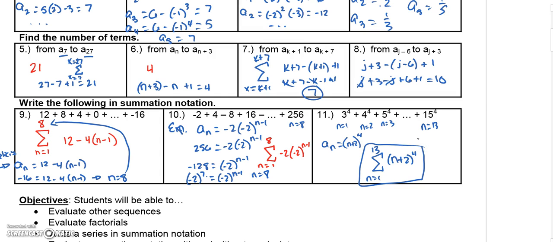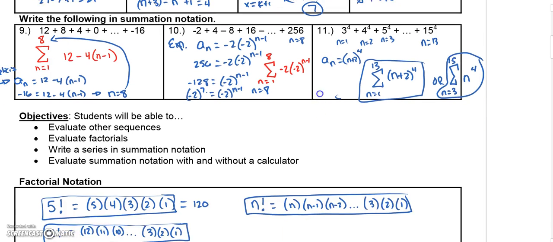Okay, if you didn't want to do n plus 2 to the 4th, there's another way to do this, there's an infinite number of ways to do this. We could just say n to the 4th, but I don't want to start when n equals 1 because then it would be 1 to the 4th. Well, that's 3 to the 4th. So I would start when n equals 3 and I stop when n equals 15. So that's another way to do it. Not hugely important. You can do either one. They're both just as good.